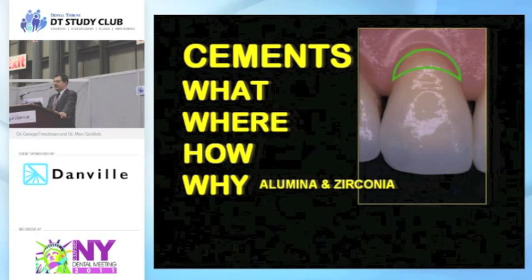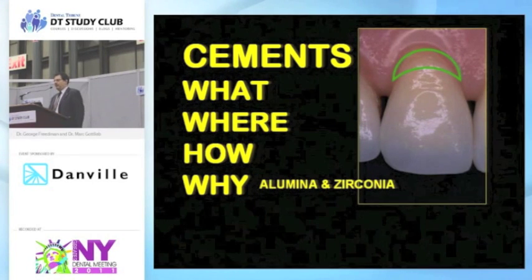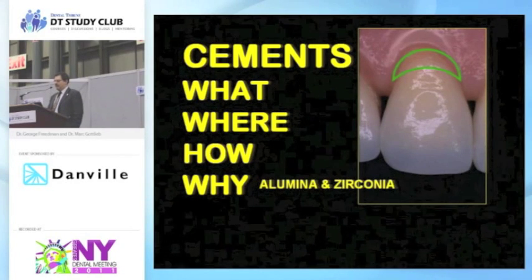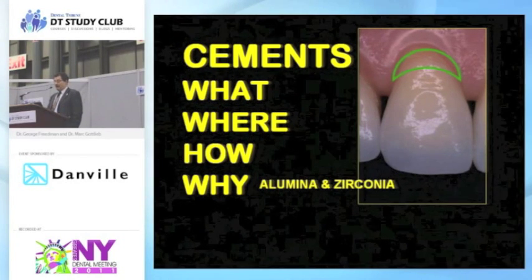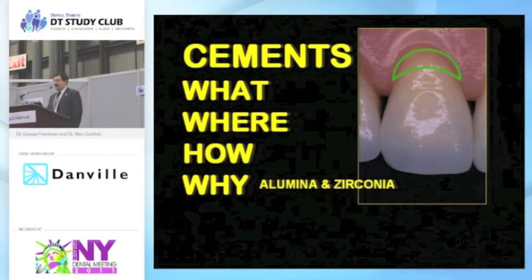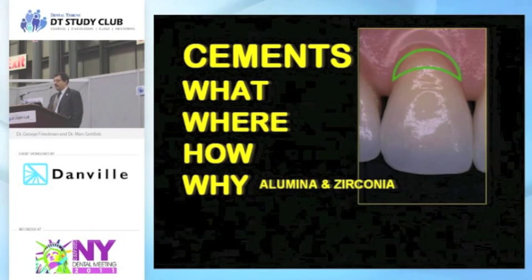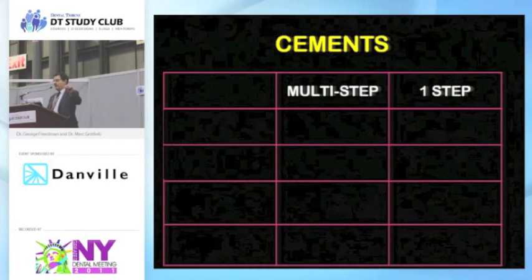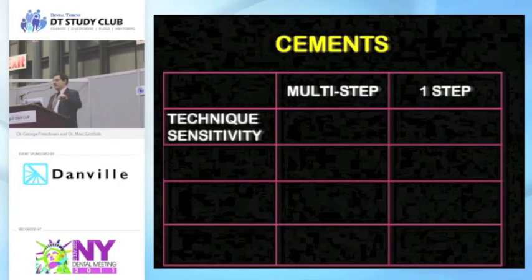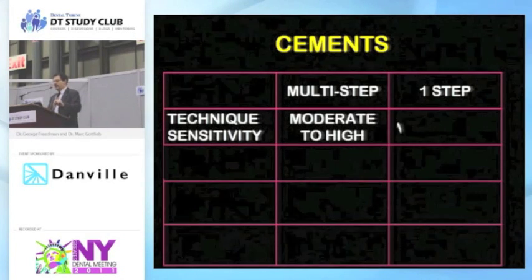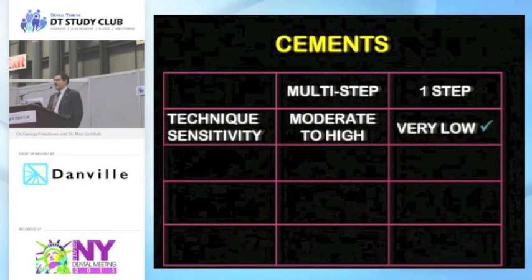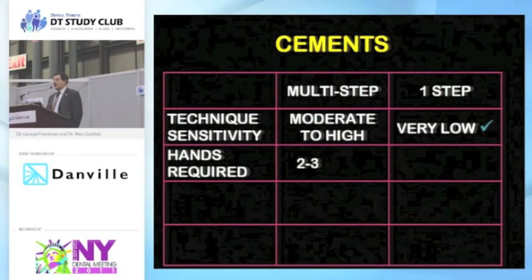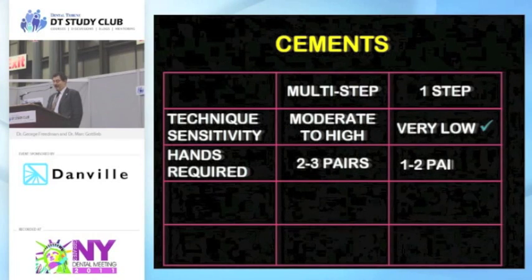When we take a look at the cements, as much as possible, we want to simplify. We want to eliminate technique sensitivity, eliminate multi-step cements, and go with single-step resin cements if possible. Hands required. If you're using multi-step cements, you need 2 to 3 pairs of hands, 1 or 2 assistants, because you have to prepare the tooth at the same time that you prepare the crown, at the same time that you mix the cement. With one-step resin cements, once you've prepared the crown, then very often only 1 or 2 pairs of hands are required.